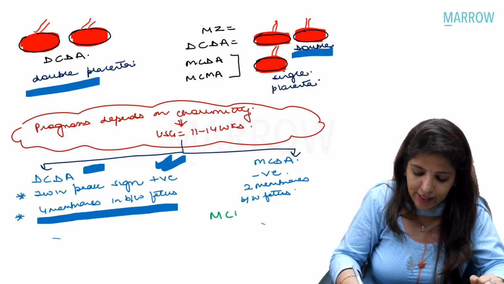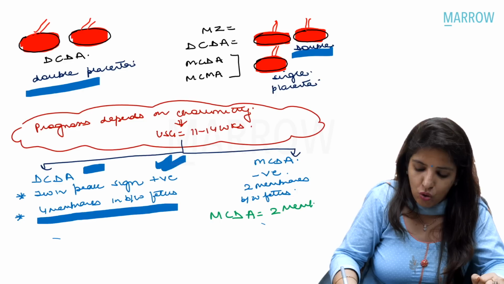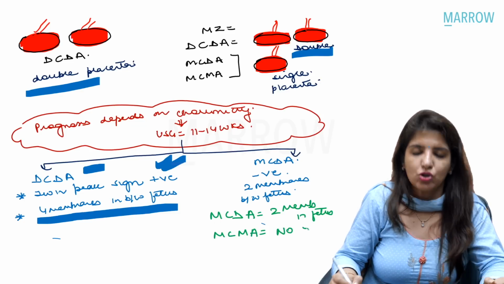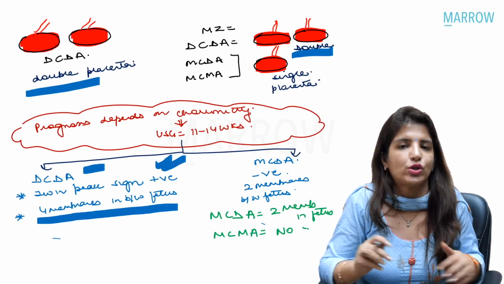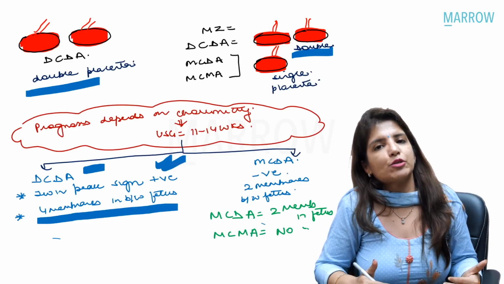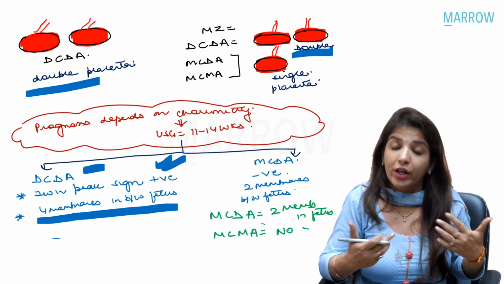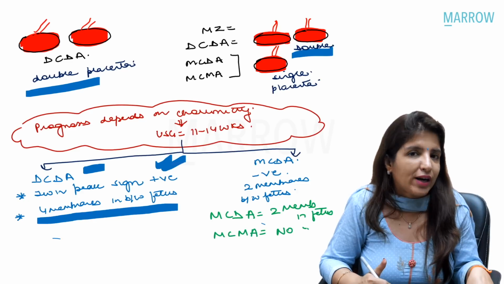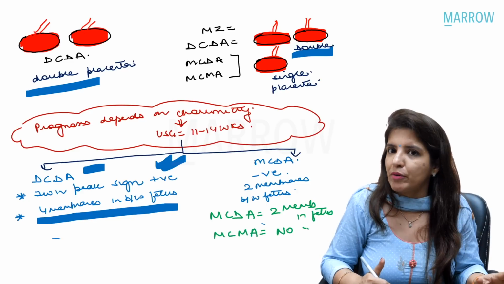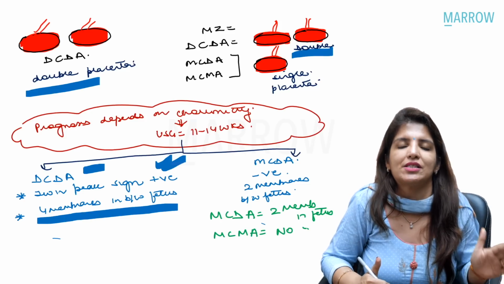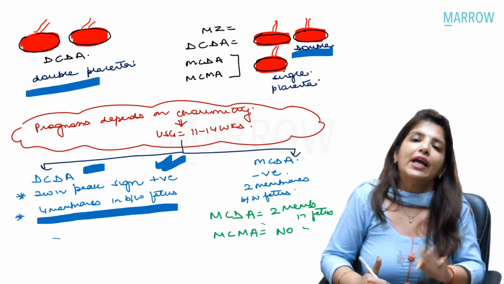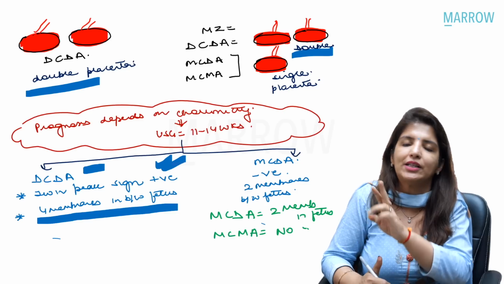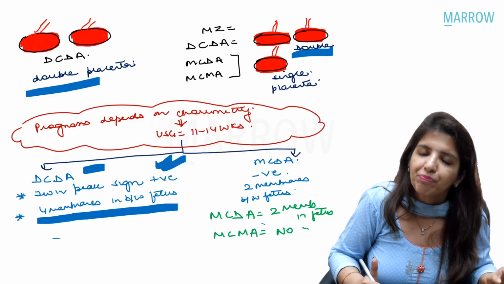In monochorionic diamniotic twins, there are 2 membranes in between the fetuses, whereas in monochorionic monoamniotic twins, there is no membrane between the fetuses. Right? So there is no time for me to explain this here. I have explained this very well in the lecture I have given, the video on twin pregnancy on Marrow. But if you have not watched that video and do not have time to follow it, then just remember this much: in dichorionic diamniotic twins, there are 4 layers of membranes between the twins. In monochorionic diamniotic, there are 2 layers of membranes, and in monochorionic monoamniotic, there is no membrane between the twins. Clear to all of you?